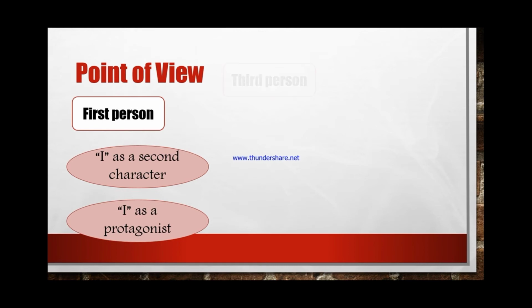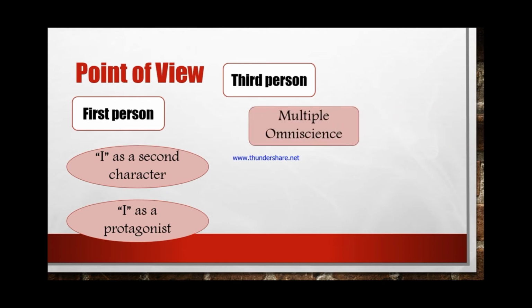Third-person narrator means that someone outside of the story tells it. Under it, we have multiple omniscient, where the author gives us access to the minds and thoughts of several characters in the story. Godlike. Next, we have selective omniscient.